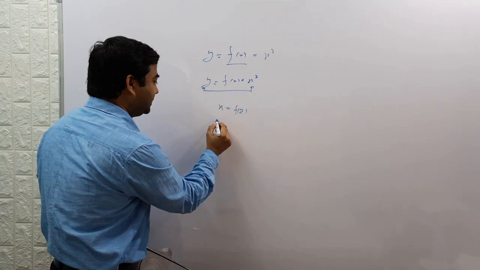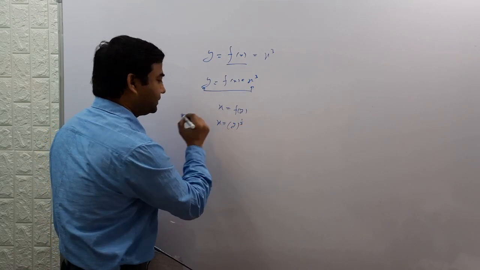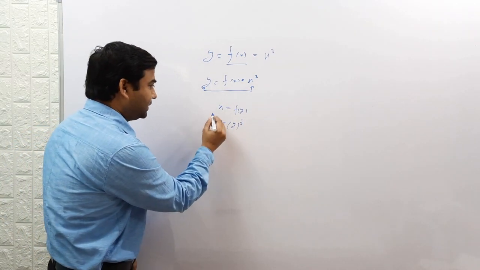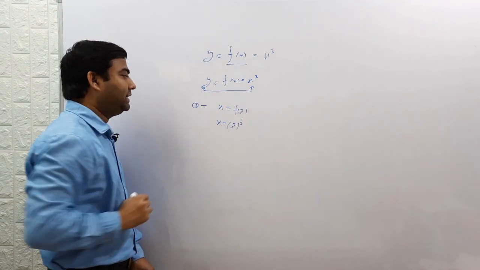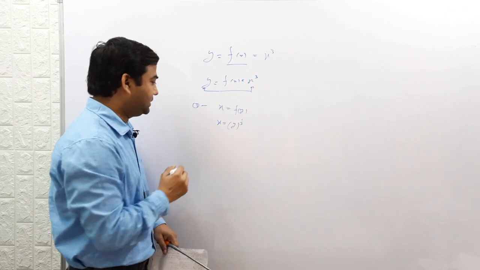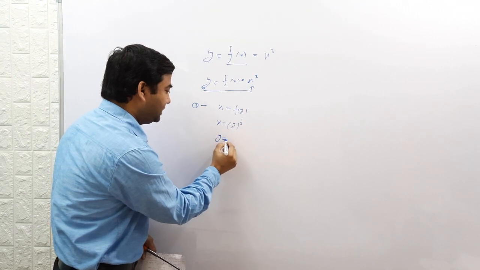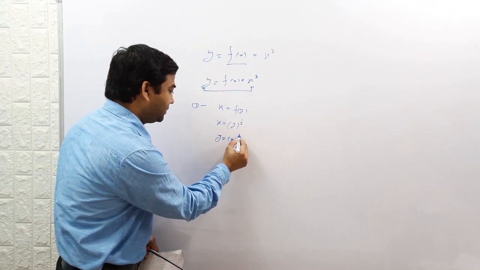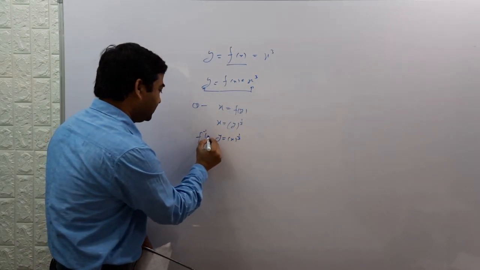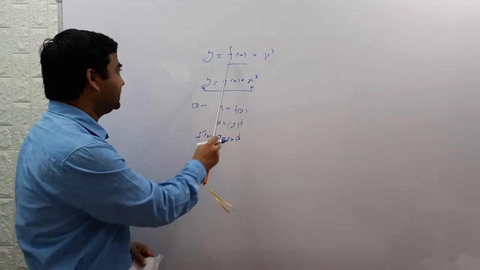So from our function, x is y to the power 1 by 3. Now replace x and y here. First step, find x in terms of y from the original given function. Second step is to interchange x and y. So this is y is equal to x to the power 1 by 3. This function is called the inverse function of the original function.